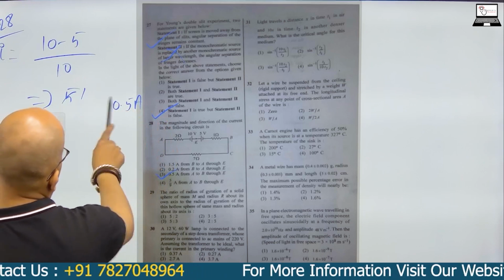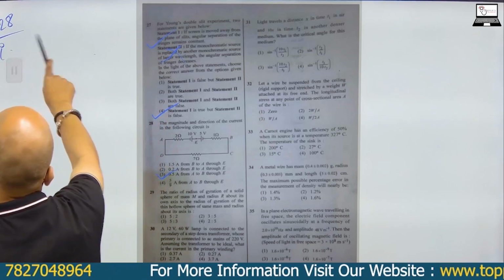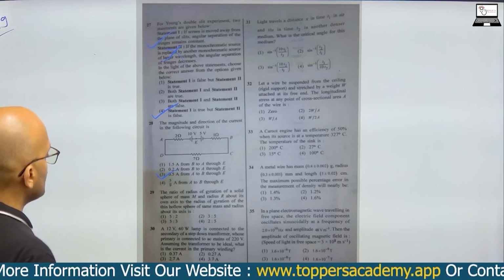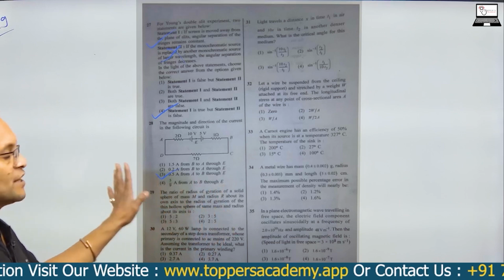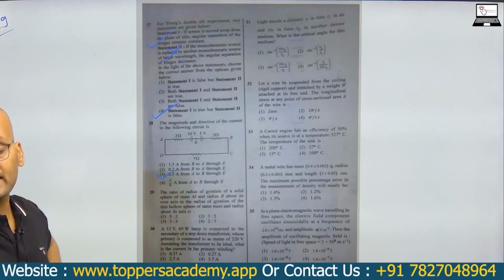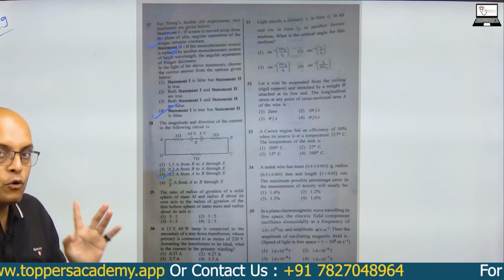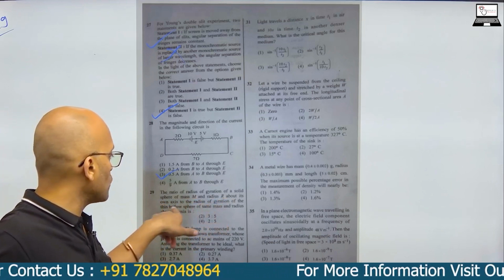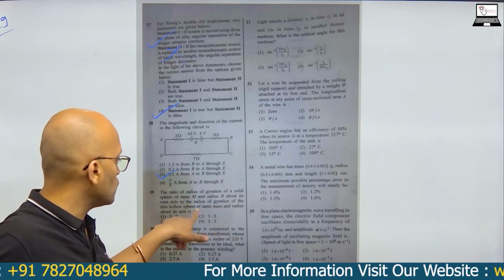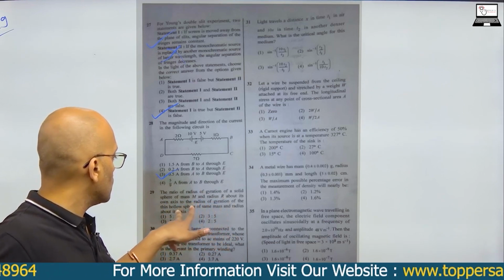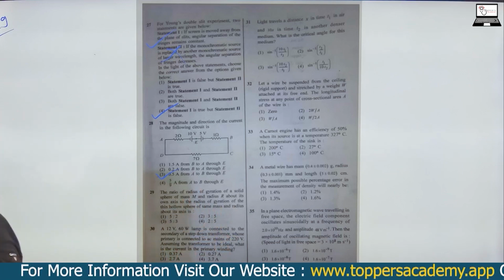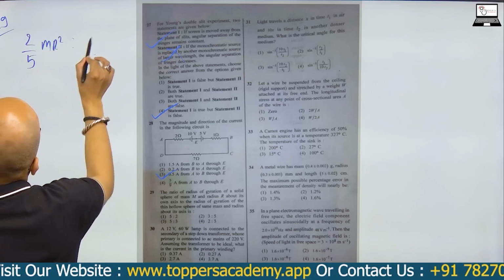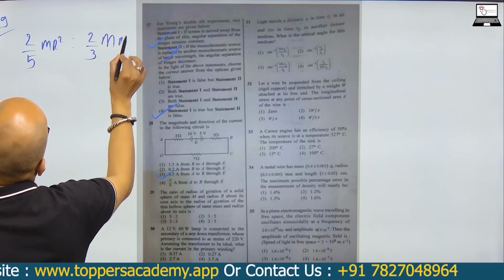Okay. Next question. It is saying the ratio of radius of gyration. Pay attention, it is asking the ratio of radius of gyration, not the moment of inertia. Okay. Of a solid sphere of mass M and radius r about its own axis to the radius of gyration of a thin hollow sphere, same mass. Okay. So 2 upon 5 Mr square will be the moment of inertia, and for the hollow sphere 2 upon 3 Mr square.